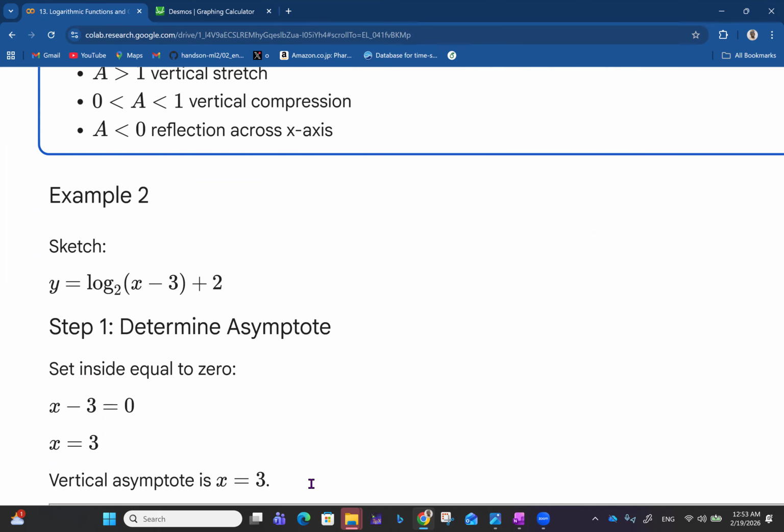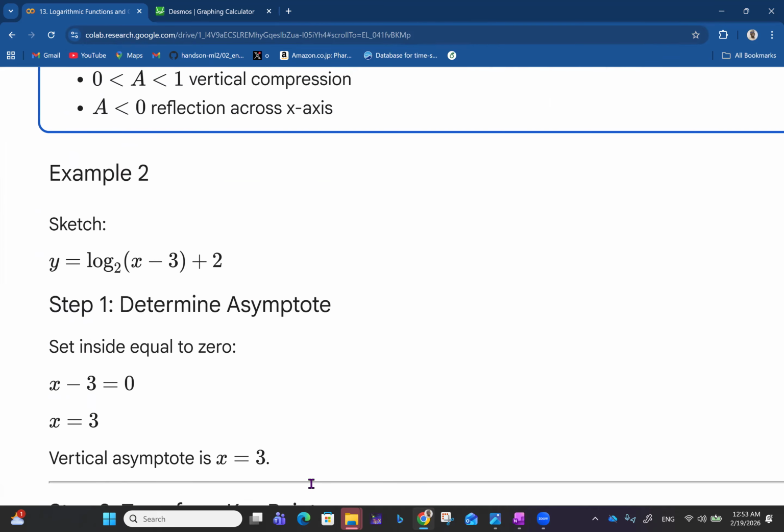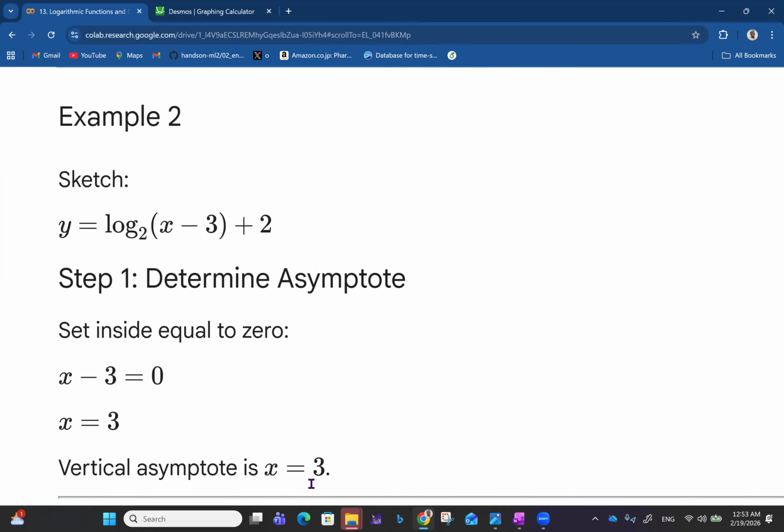So, I mean, it's almost true, it's about true for regular polynomial functions. So imagine this example now. y is log to base 2 of (x minus 3) plus 2. To determine the asymptote, of course, the asymptotes.